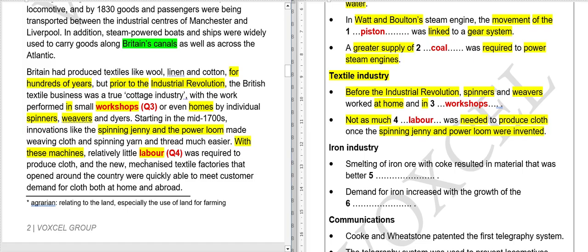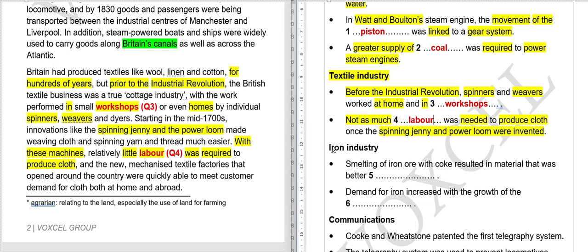Relatively little labor is basically a comparison with the past. So little means not as much as. The quantity is less than the previous thing. Little labor was required to produce cloth. So here it is written, produce cloth. Clear? Hopefully it is clear. Moving on to the next question.